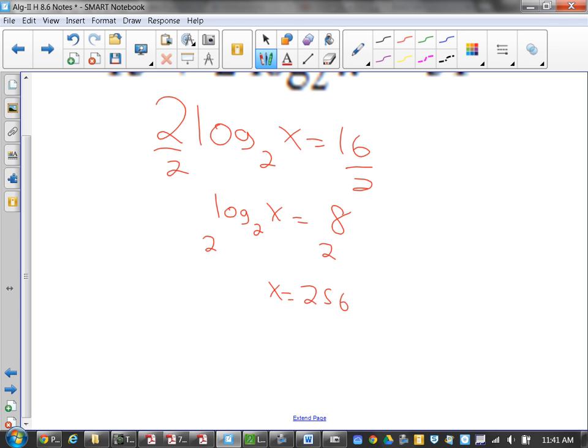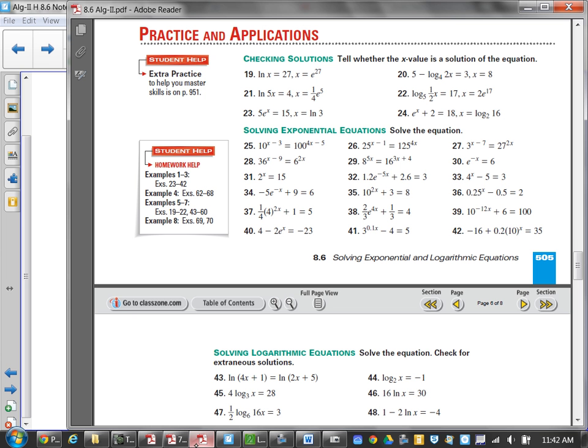No, it's 2 to the log base 2 of x. 2 to the log base 2 undoes itself. That's why it's x. Okay, all right, let's get weird. Let's see what we can do.